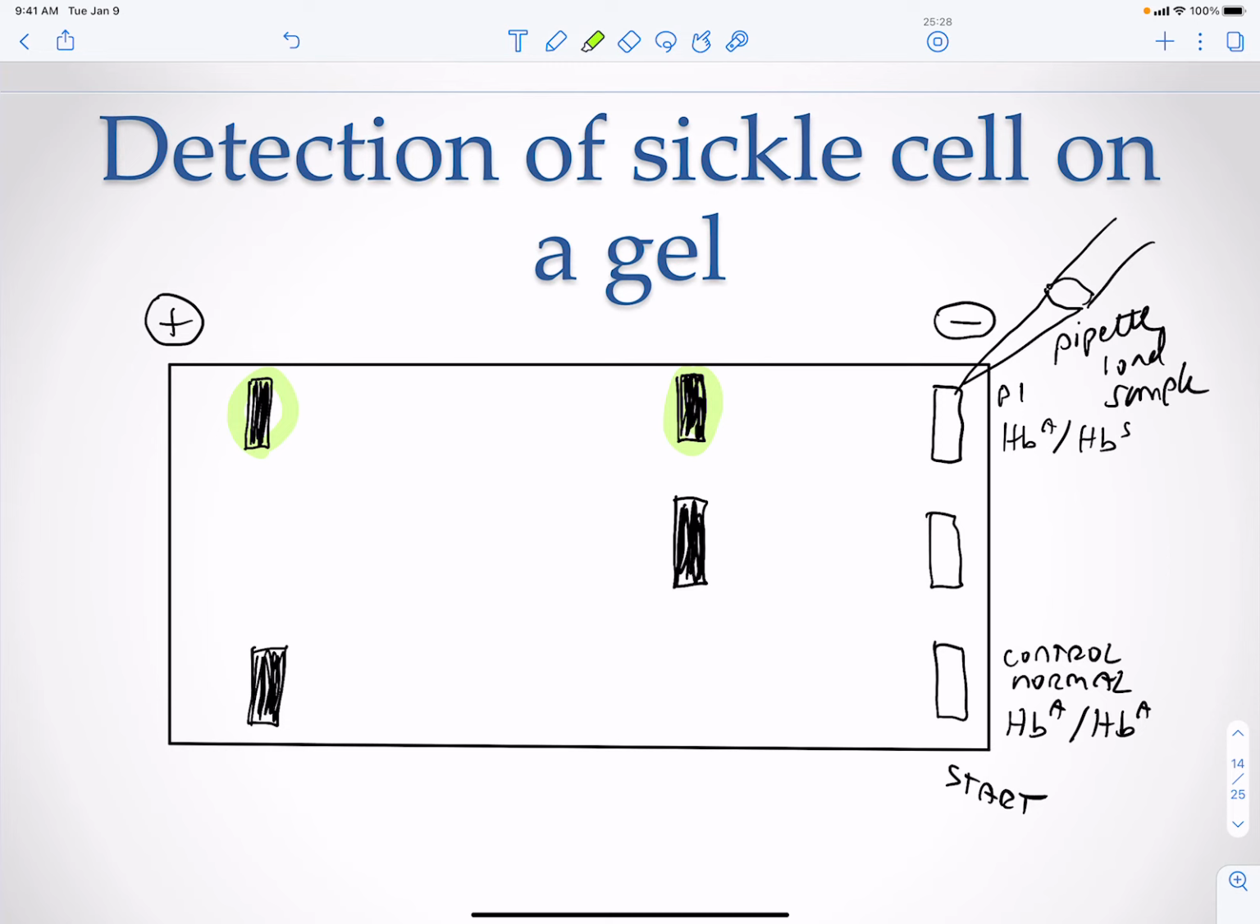Patient 2 only has one band at hemoglobin S, so patient 2 would be a homozygote for hemoglobin S, whereas patient 1 is a heterozygote. Patient 1 has one good hemoglobin and one S hemoglobin, and patient 2 is a homozygote. And of course, the normal control would also be a homozygote, but for hemoglobin A. So that's how you can tell on a gel very quickly if your patient has hemoglobin S.